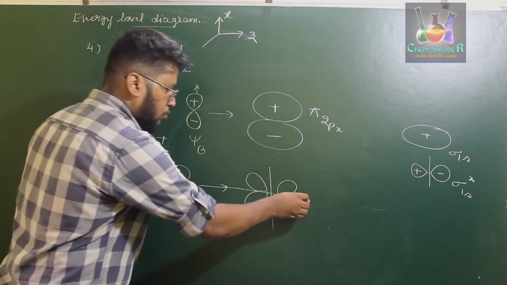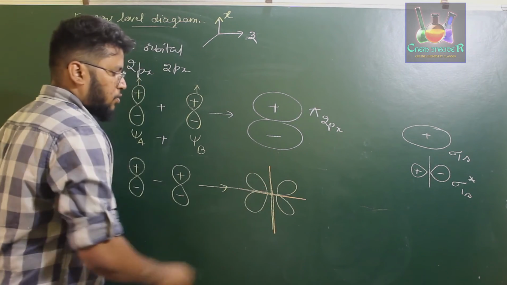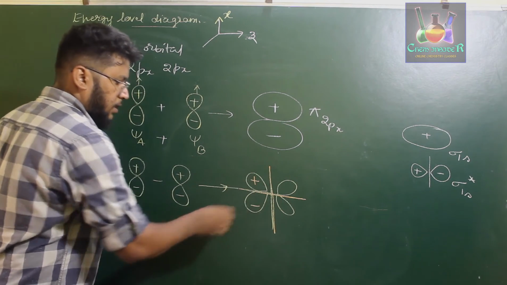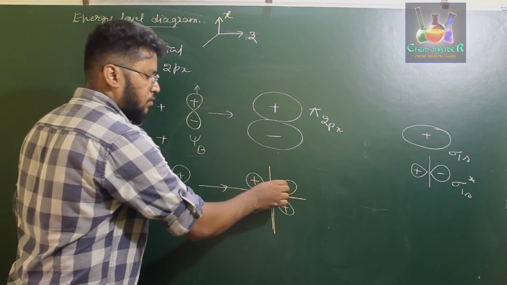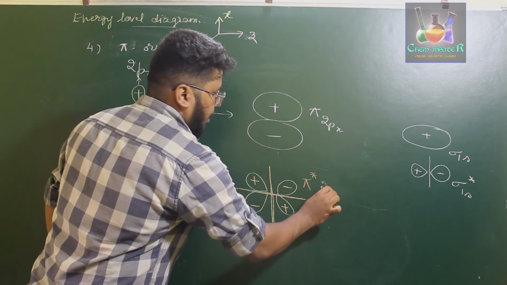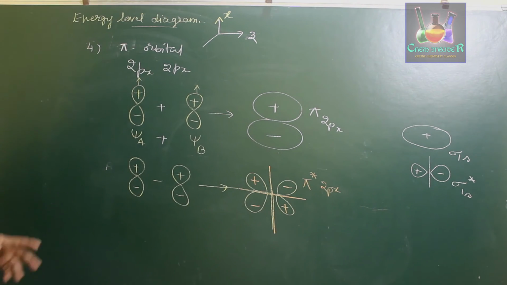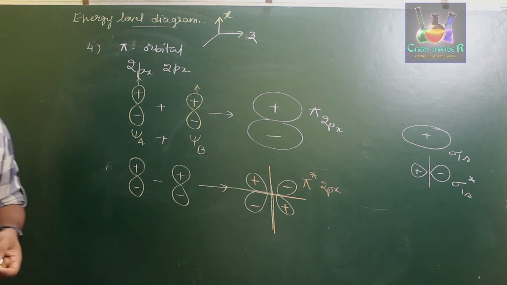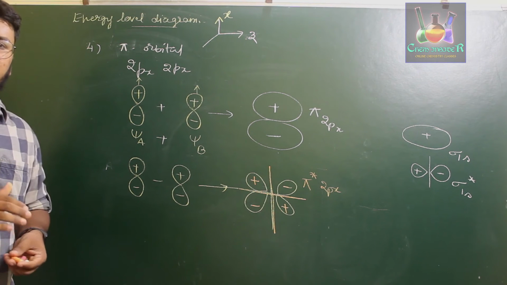So we will observe two nodes, one in the horizontal position, one in the vertical position. If this is positive, this will be negative. If this is negative, this will be positive. So this is the pi star 2px orbital.